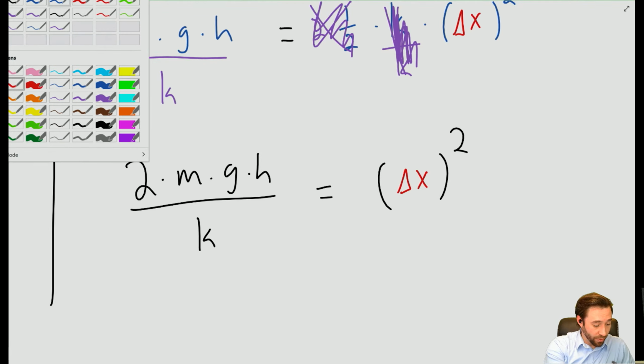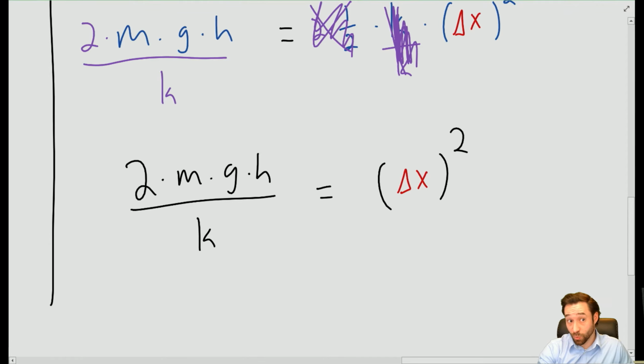Now, if I need to get rid of the square root, or sorry, the square, I need to get rid of that because I want to get just this part. I square root both sides.